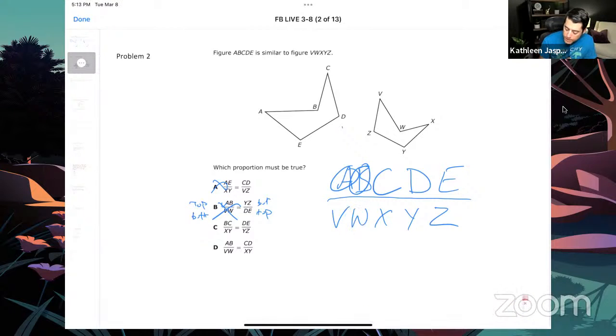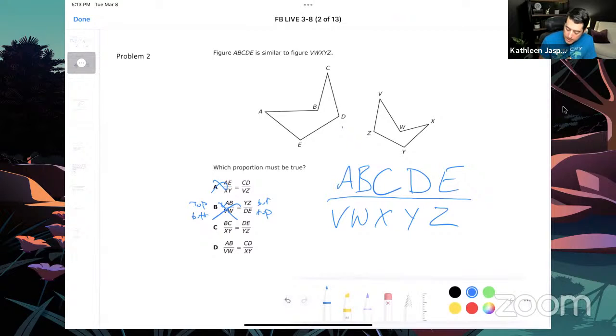And that's why, even though they look like they're right on top of each other, the pattern has to be the same. If it starts AB over VW, that was these two over this one, these two over this one, which means you have to go top, bottom again. All right. That's very important when we're looking at these proportions.